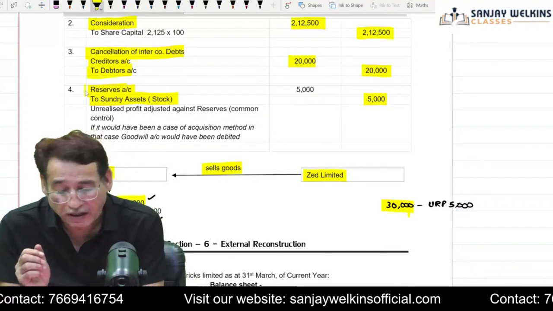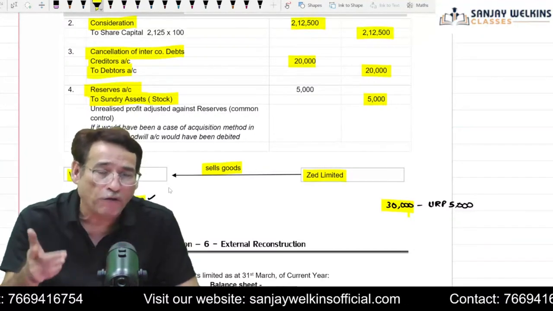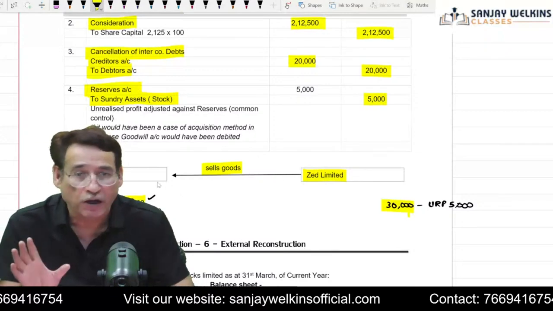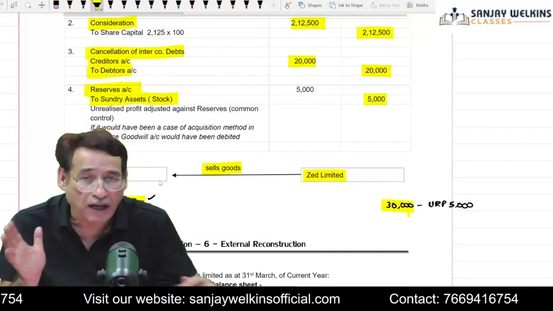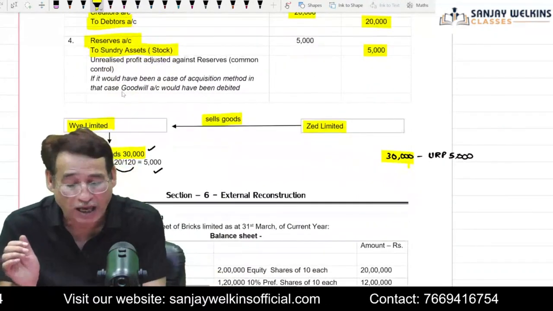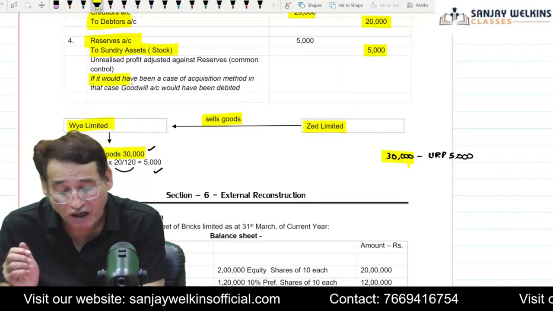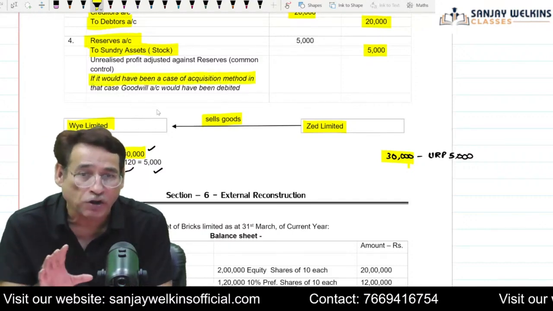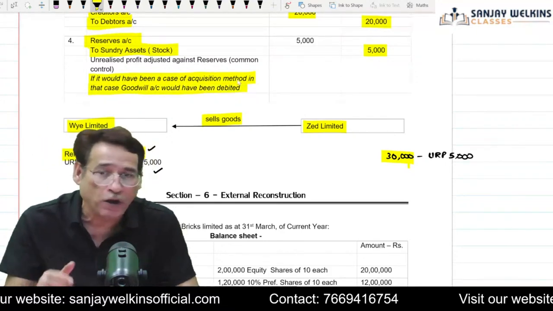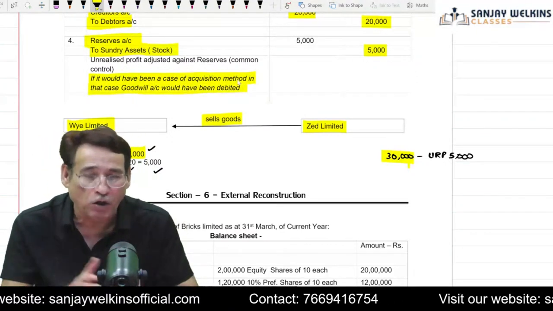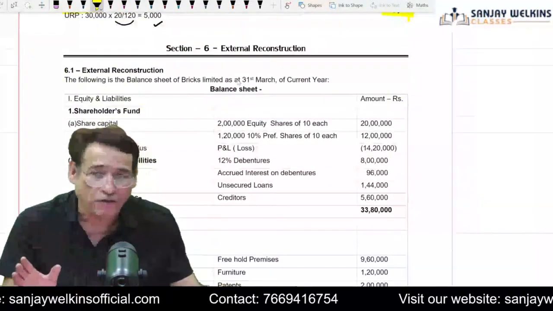Important point is that if the question is of common control, the unrealized profit element will be debited to the reserve account. But if this question had not been of common control, in that case, it would have been debited to goodwill account. I have written, if it would have been a case of the acquisition method, in that case, goodwill account would have been debited. So if you can retain this point, that will hold you in very good stead. So almost everything we have done.